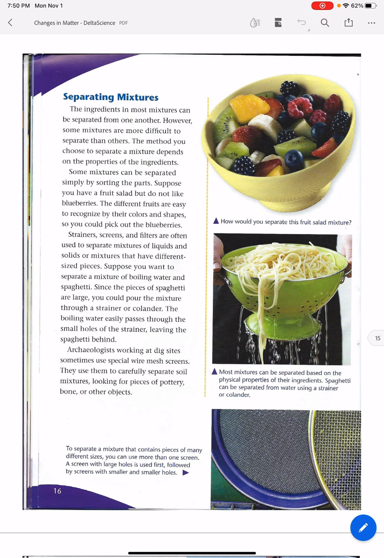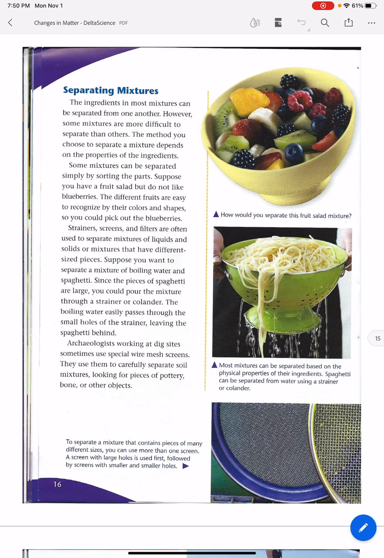Archaeologists working at dig sites sometimes use special wire mesh screens. They use them to carefully separate soil mixtures, looking for pieces of pottery, bone, or other objects. How would you separate this fruit salad mixture? Most mixtures can be separated based on the physical properties of their ingredients.